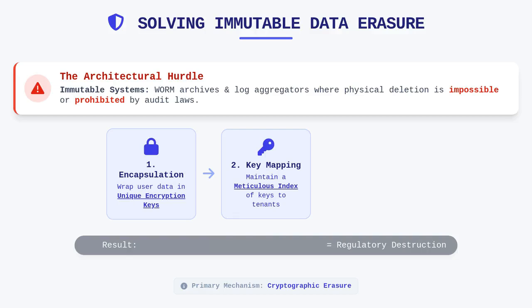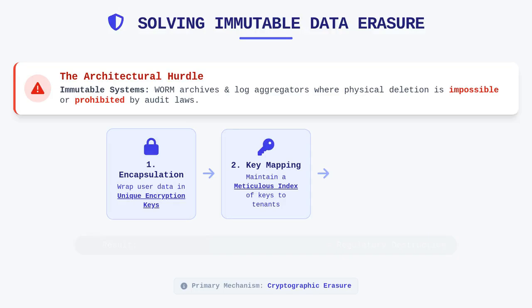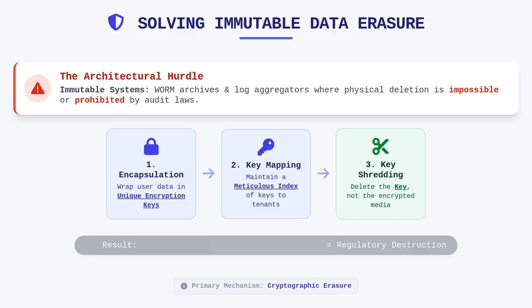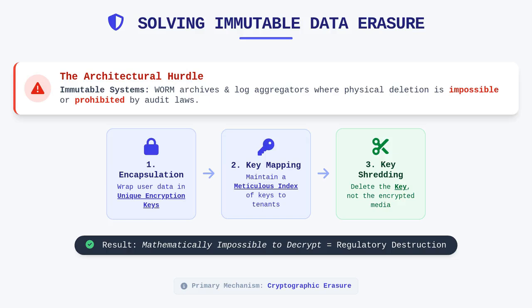The process involves keeping a meticulous mapping of these keys, and upon an erasure request, we delete the specific key, not the encrypted data. This key shredding ensures that the underlying bits remain on the disk or tape in an encrypted state that is mathematically impossible to decrypt, satisfying the regulatory definition of destruction.